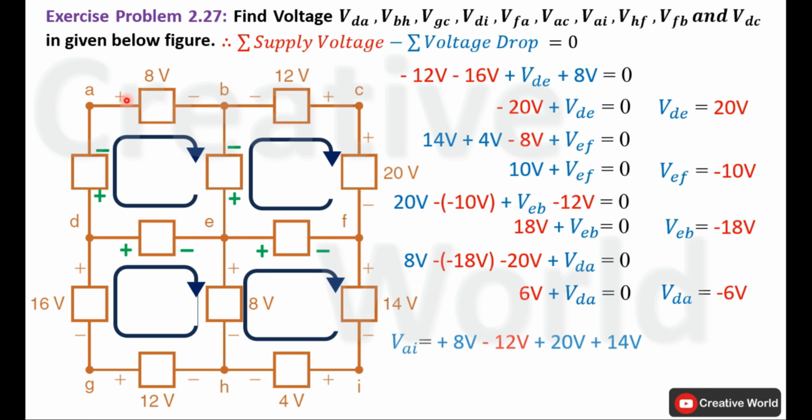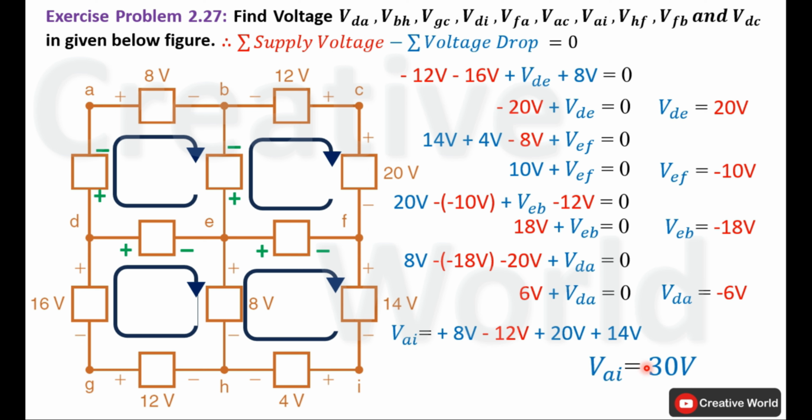Start from here. Current entering terminal is positive, so 8 volt will be taken with positive sign. Voltage across this element will be taken with minus sign. Move to next element. Current entering terminal is positive, so voltage across this element will be taken with positive sign. And move to the last element. Current entering terminal is positive, so positive 14 volt. Now solve this equation to calculate voltage VAI, that will become 30 volt. 20 volt plus 14 volt will become 34 volt, and plus 8 volt will become 42 volt. 42 volt minus 12 volt will become 30 volt.